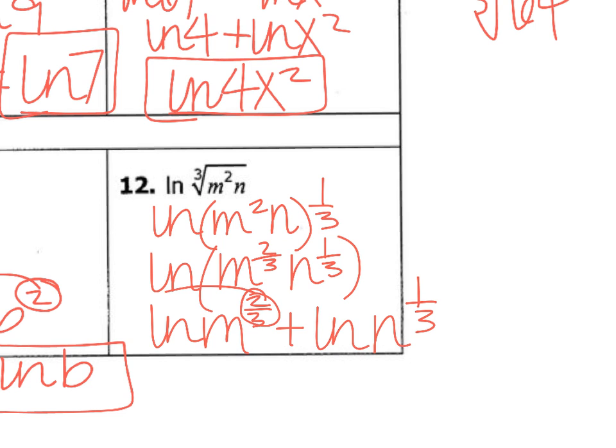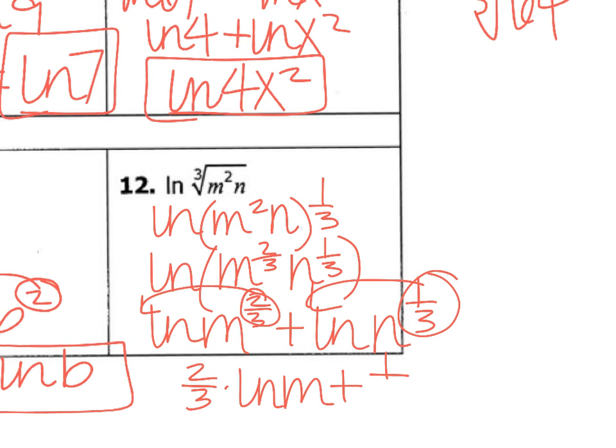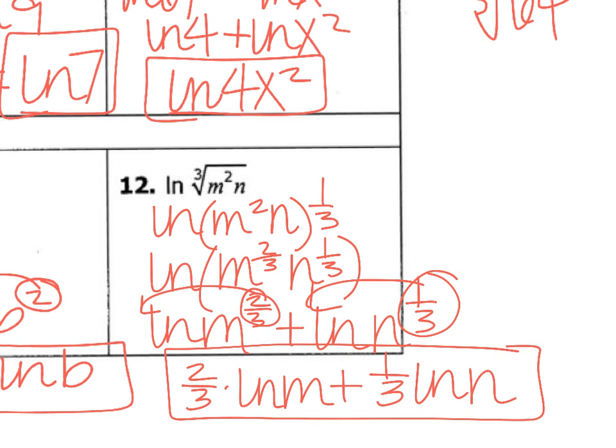Then power rule, bring it down. Power rule, bring it down. We end up with 2/3 times the natural log of m plus 1/3 natural log of n. And that would be our final expanded natural logarithm.